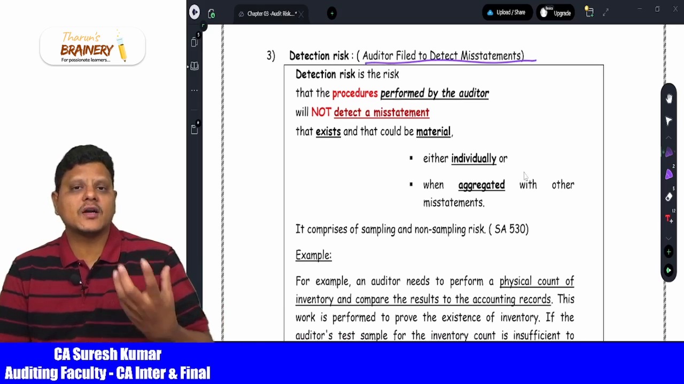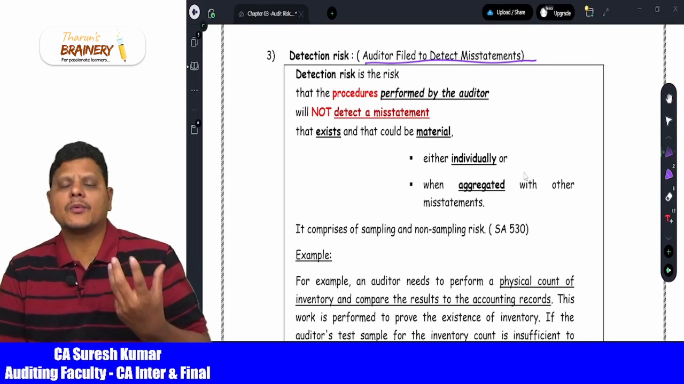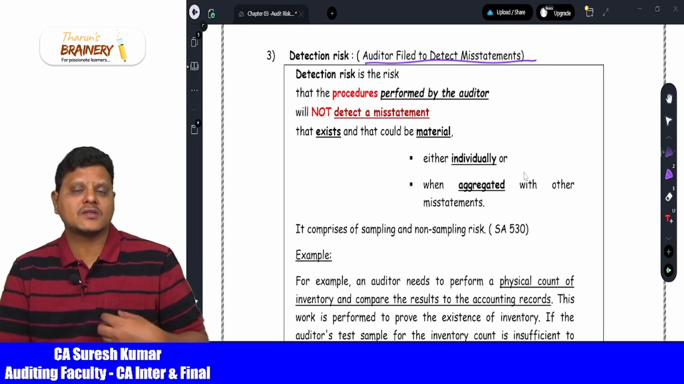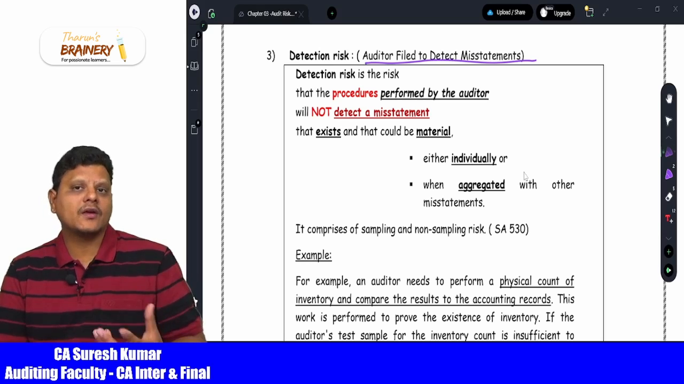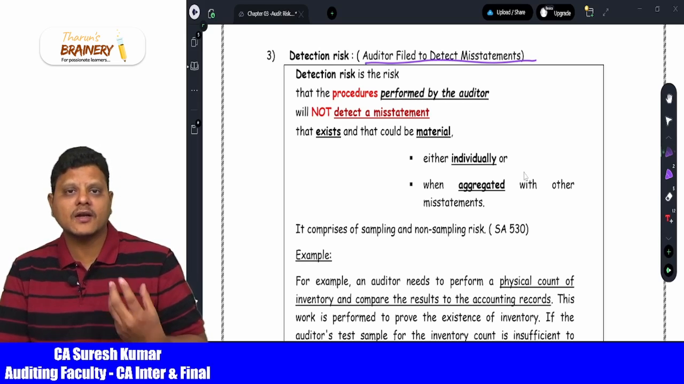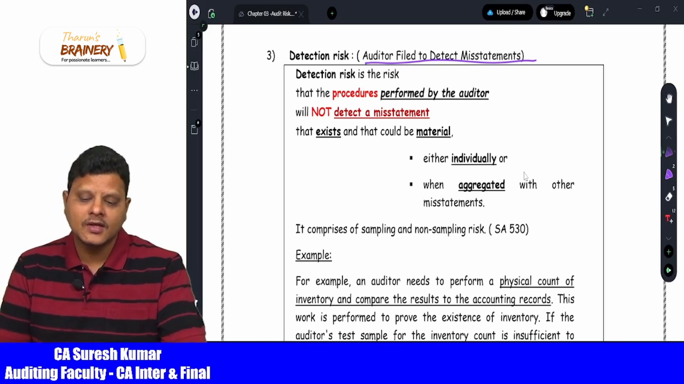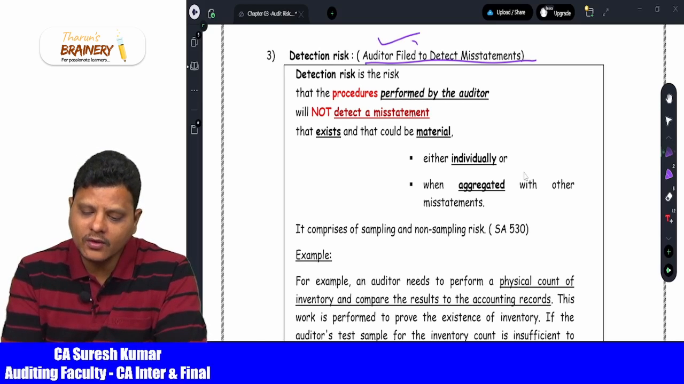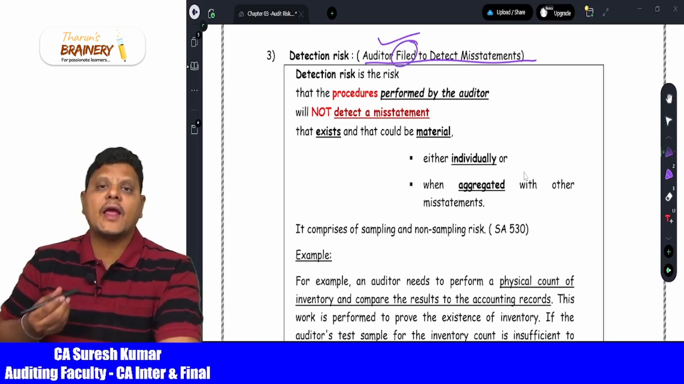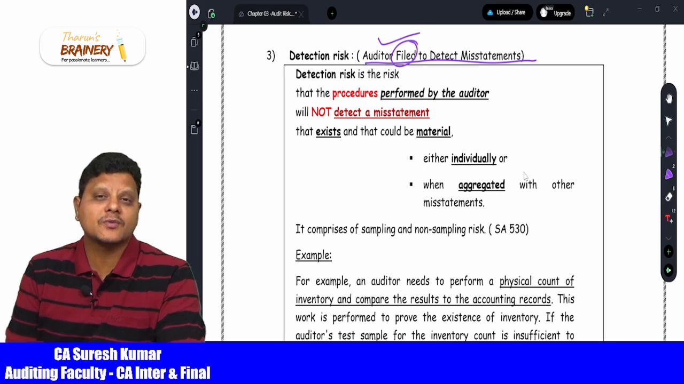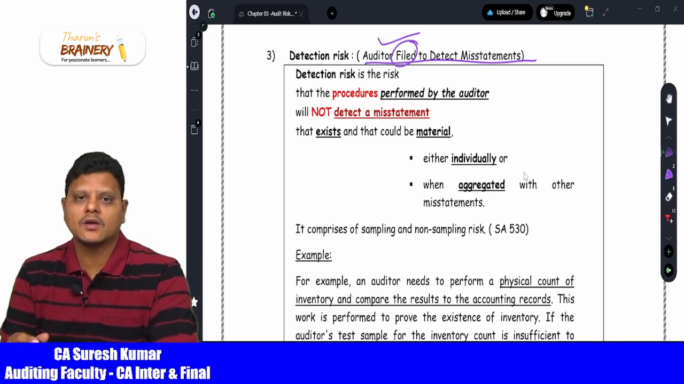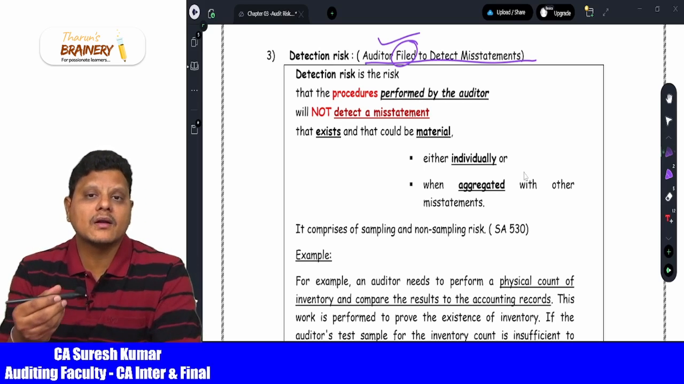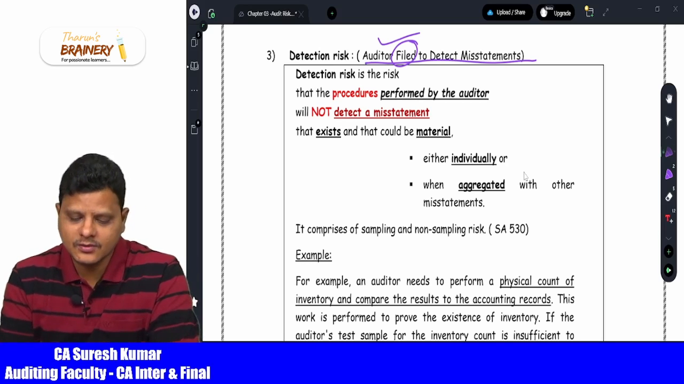Auditor is applying his audit procedures. Various audit procedures are available to the auditor as per standards SA 500, then 505, then 520. All these standards talk about audit procedures. But still our auditor has failed to detect. Now, when the auditor fails to detect such a misstatement, who is responsible for this? Auditor only is responsible. Auditor is supposed to plan the audit procedures properly.